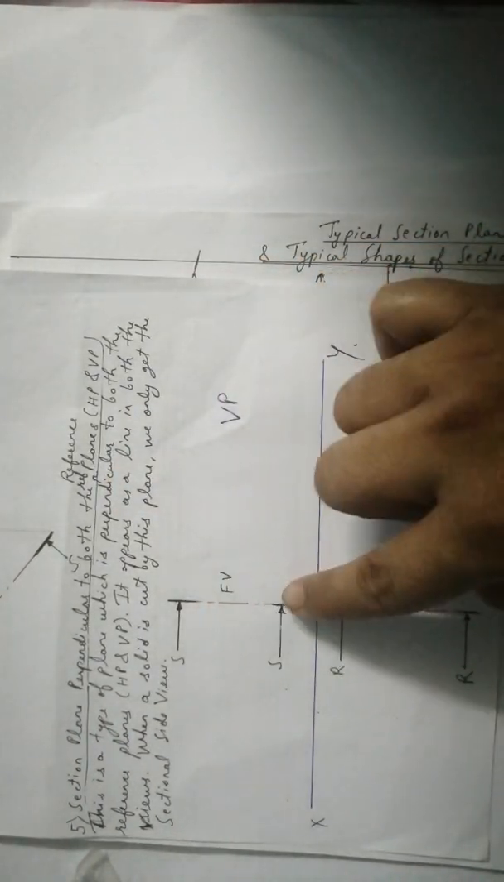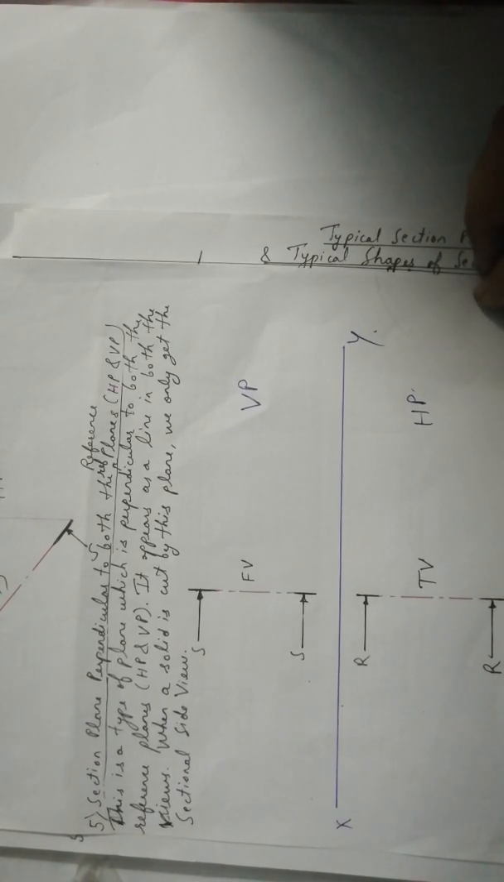So last but not the least, friends, let's see a section plane which is perpendicular to both the reference planes, that is HP and VP. A section which we can see like this. Whenever we see this type of plane, it is seen as a line in both the views. That is, in front view it is seen as a line, in top view it is seen as a line. Only in this particular case, when a solid is cut by this plane, we get only the sectional side view. Now, further going on, friends, let's see some typical section planes and typical shapes of the sections.